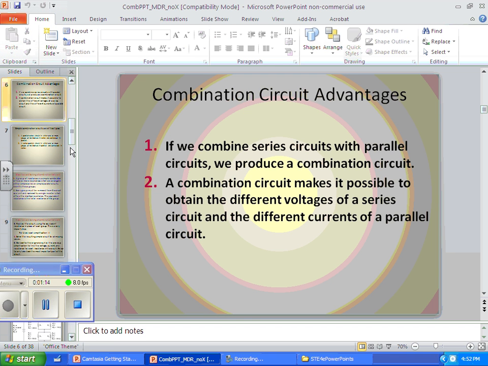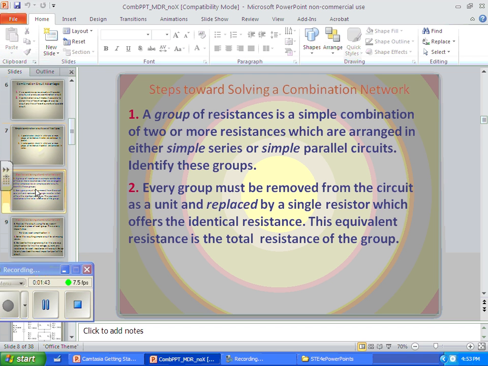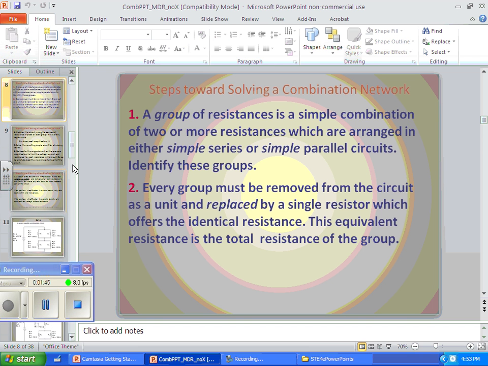Okay. If we combine series circuits with parallel circuits, we produce a combination circuit. A combination circuit makes it possible to obtain the different voltages of a series circuit and the different currents of a parallel circuit. So a parallel series circuit is one in which we have one or more groups of resistors in series and connected in parallel. And a series parallel circuit is one in which one or more groups of resistors in parallel are connected in series. That may sound like I'm saying the same thing, but it's not quite true.